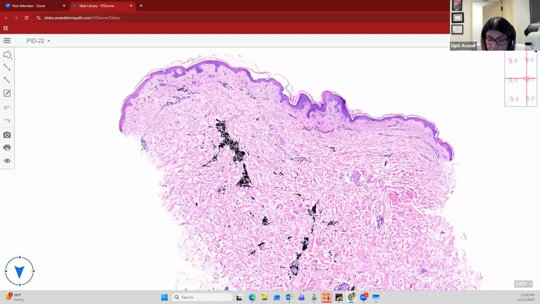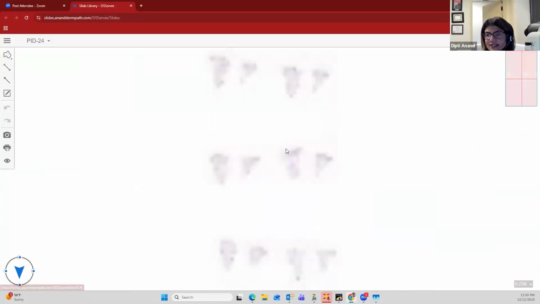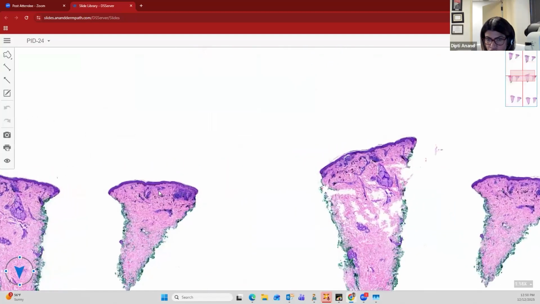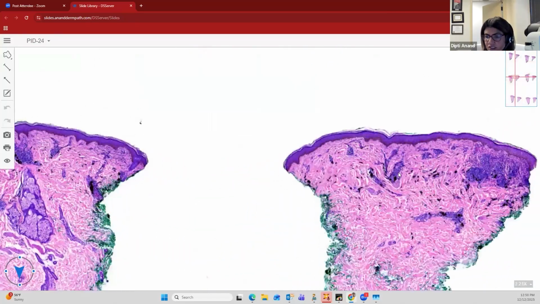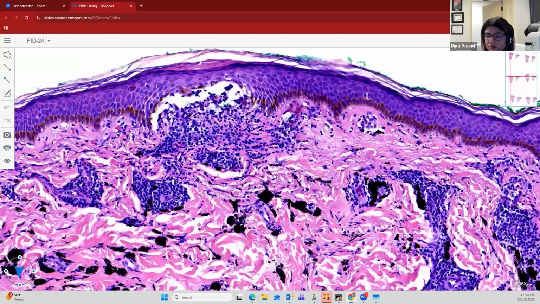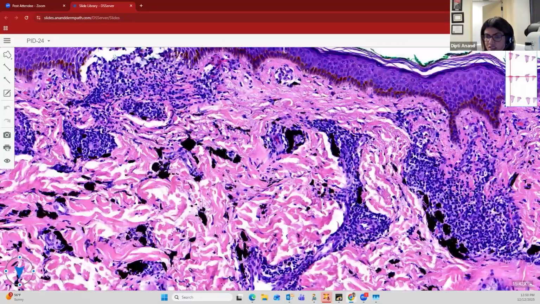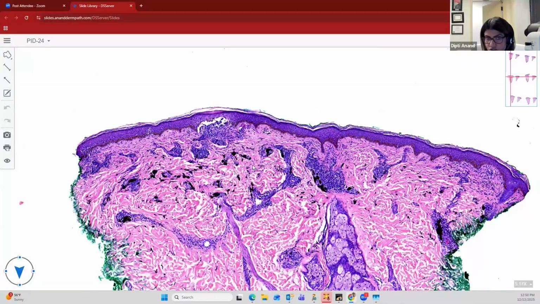Tattoo most often will incite an inflammatory response, and that could be an eczematoid reaction. So like contact dermatitis occurring within the tattoo. So you can see here the spongiosis with lots of tattoo pigment in the dermis. So this has incited an eczematoid reaction.